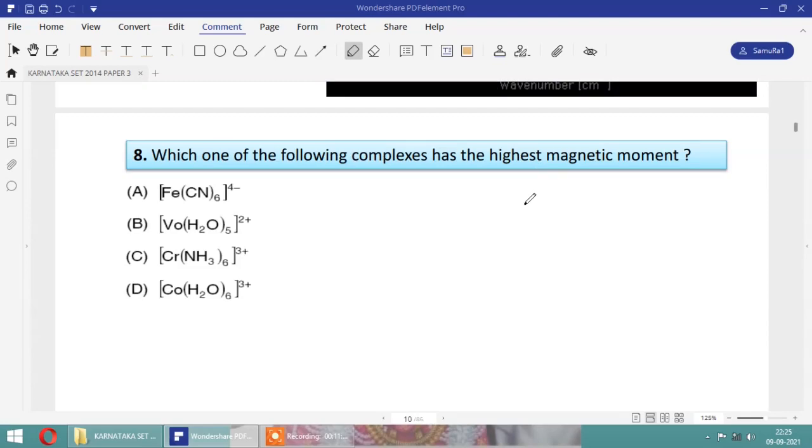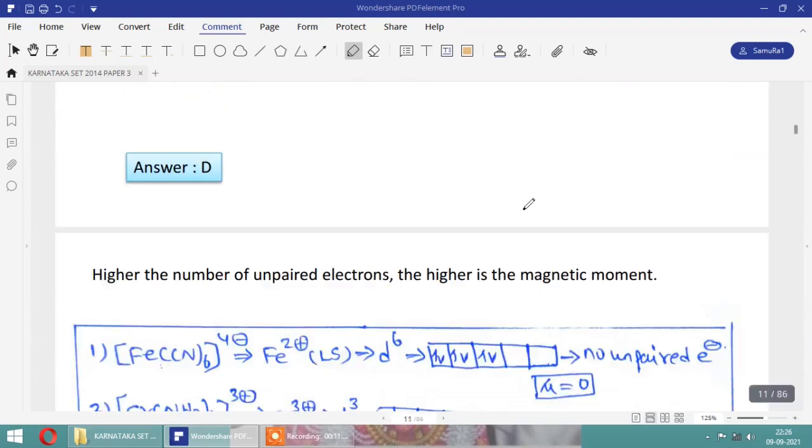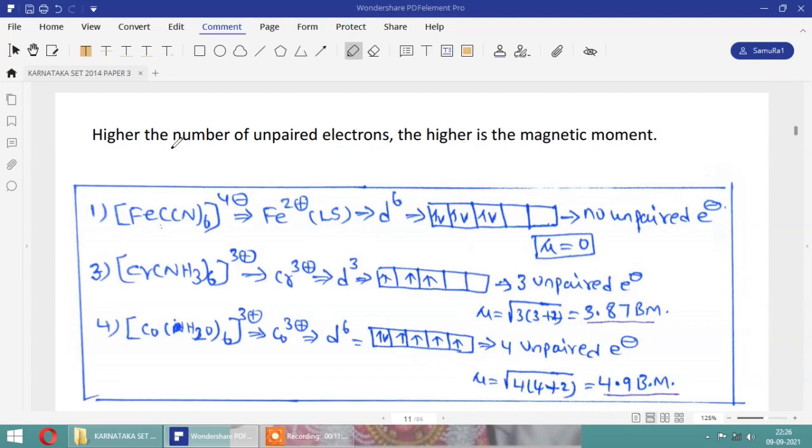Which one of the following complexes has the highest magnetic moment? You have to calculate the magnetic moment, that is, you have to calculate the number of unpaired electrons in each complex. Let us calculate. The higher the number of unpaired electrons, the higher the magnetic moment, mu. First take the complex Fe(CN)6 4 minus. The central metal ion is Fe2 plus, and cyanide is a strong ligand, so it is a low spin complex with a d6 configuration. So all the electrons get paired and there is no unpaired electron, so the magnetic moment mu is 0.